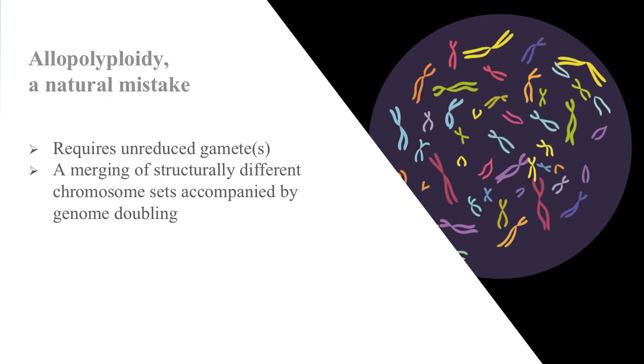This process requires at least one unreduced gamete, that is, a gamete in which the chromosomes failed to properly segregate during meiosis. And you might think that it's super rare, and in mammals it is, but actually in plants, polyploidy is quite common. So around 50 or 70%, depending on how you count it, of angiosperms are expected to be polyploid, and more than 90% of ferns are polyploid. So it's really quite common in the plant kingdom.